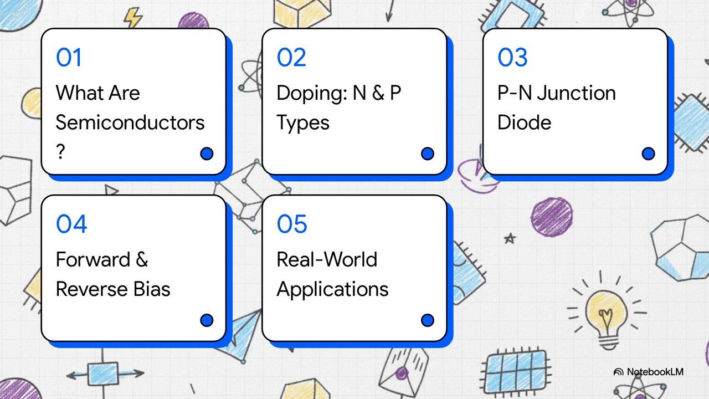Okay, let's quickly look at our roadmap for today. First, we'll cover what semiconductors actually are. Then, we'll talk about doping, specifically N and P types. Third, the PN junction diode. Next up is forward and reverse biasing. And finally, we'll wrap up with real-world applications. Step by step, we're going to build this knowledge together.